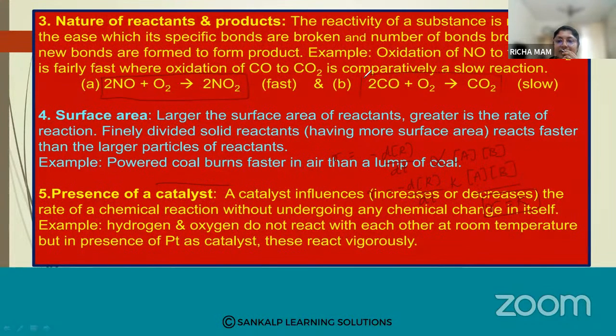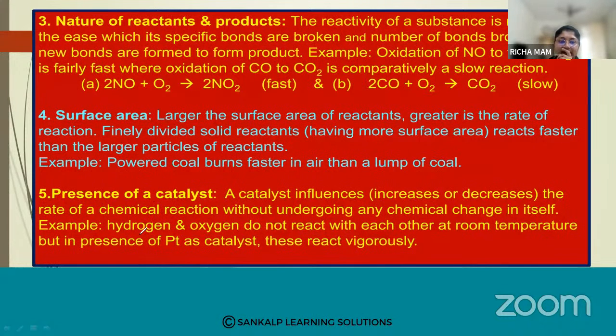One more reaction where you can see that carbon monoxide reacts with oxygen to give you carbon dioxide. So the rate of the reactants and the product depends on the specific bond breaking and making of bonds. So this is about the nature of reactants.